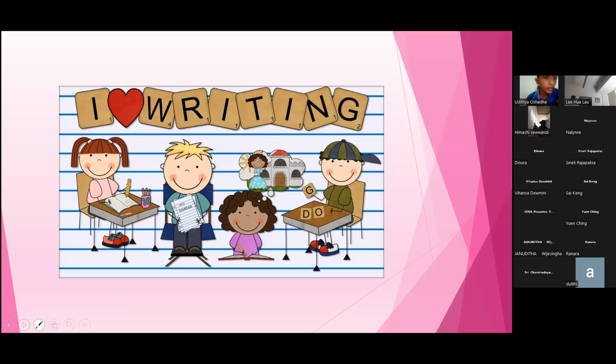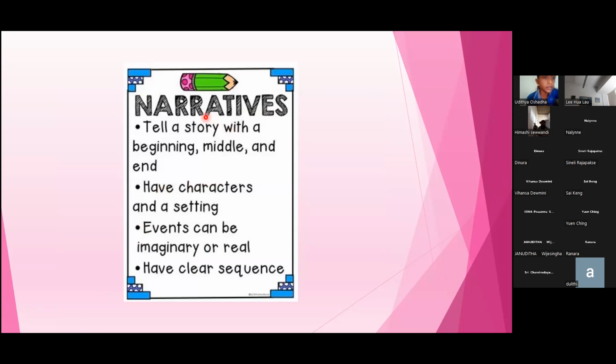So today we are going to learn a little bit more about story writing. As we call it, narratives. Narratives are just another word for telling a story or writing a story, right? Tell a story with beginning, middle, and end. So imagine your story must always have these 3 components, whether you're reading, writing, or telling a story. And they're called plot. Okay?